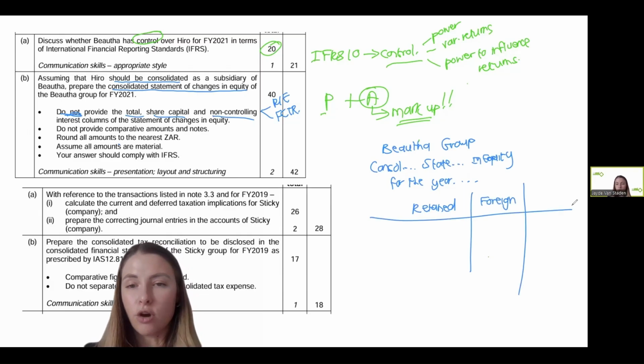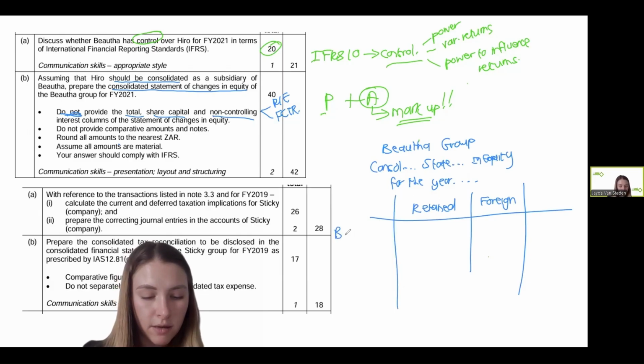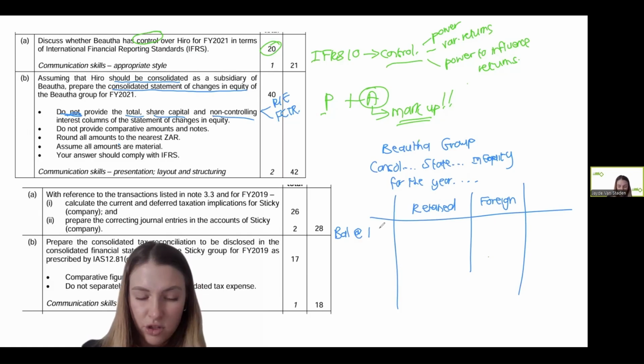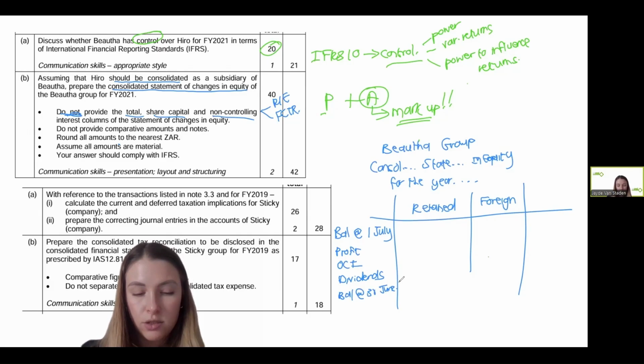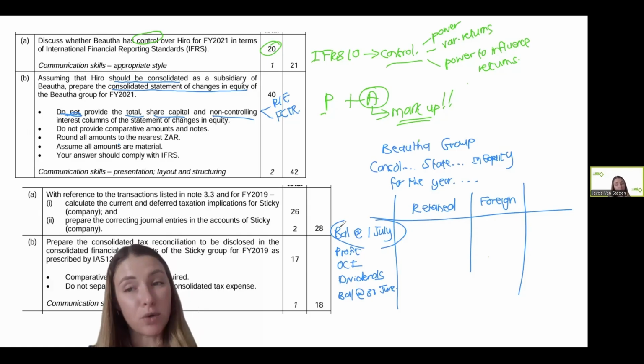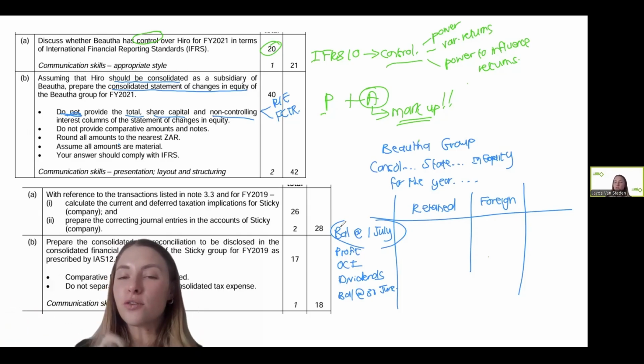Okay, and what typically goes into a statement of changes in equity? We've got our balance at, and I think this was 1 July potentially. Let's just assume it was. Then we're going to have our profit. Okay, we're going to have our OCI movements. We're going to have dividends. And we're going to have our closing balance at 30 June. So this is what you set up. You set up a skeleton. Obviously, you will write out these things in the interest of time. I'm not doing that. Okay, but you are going to create this statement.